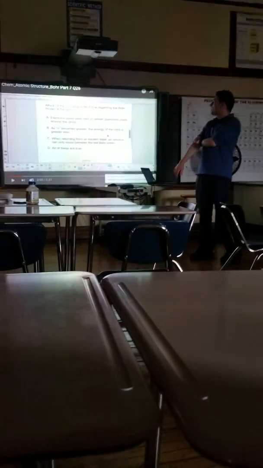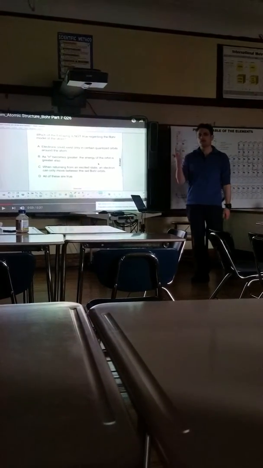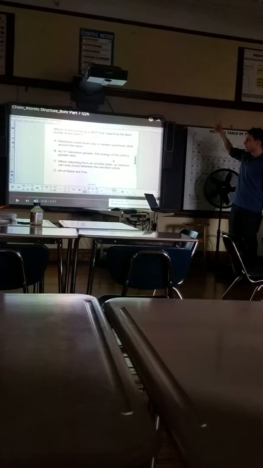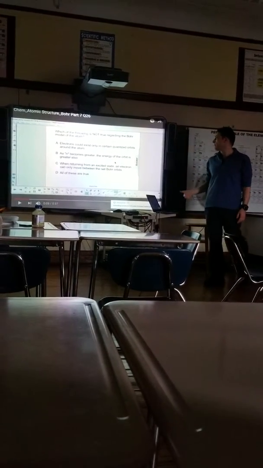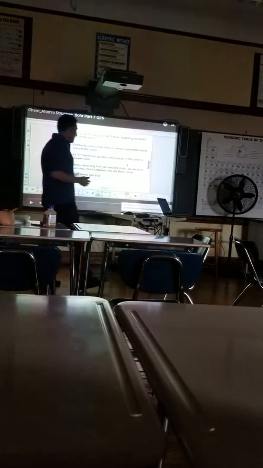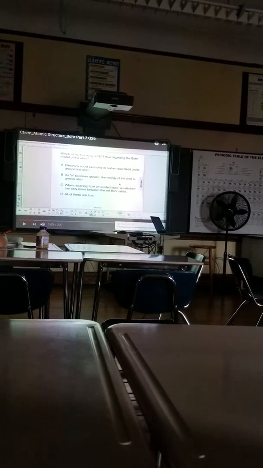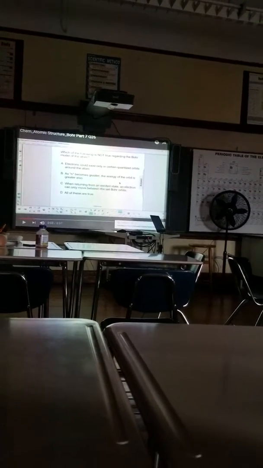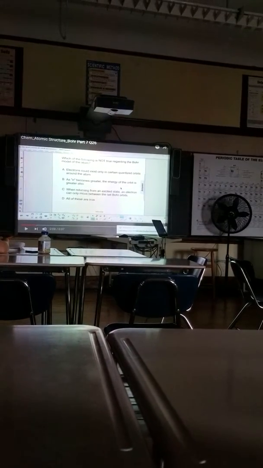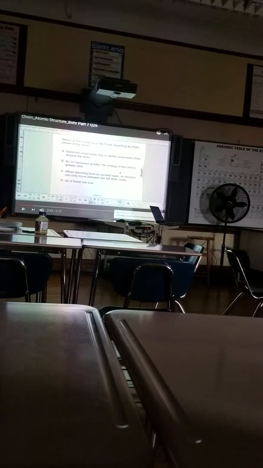Ready? So, which of the following is not true regarding the Bohr model of the atom? Put up your fingers. A, B, C, or D. Is it A? Electrons could exist only in certain quantized orbits around the atom. Is it B? As n becomes greater, the energy of the orbit becomes greater also. Is it C? When returning from an excited state, an electron can only move between the set of Bohr orbits. Or D, all the above are true. Let me see, A, B, C, or D.